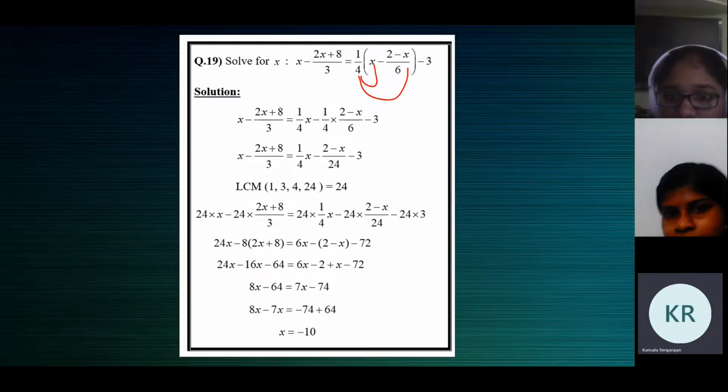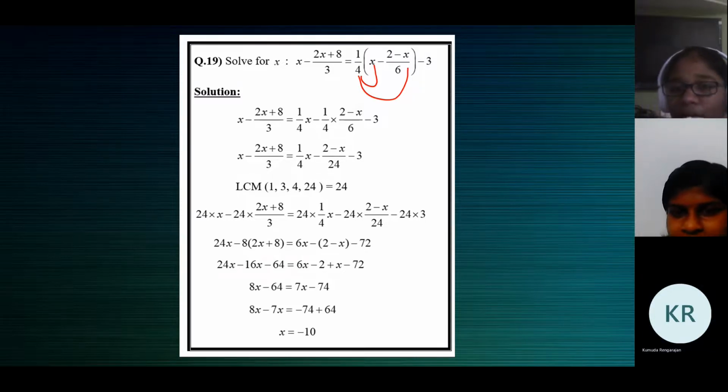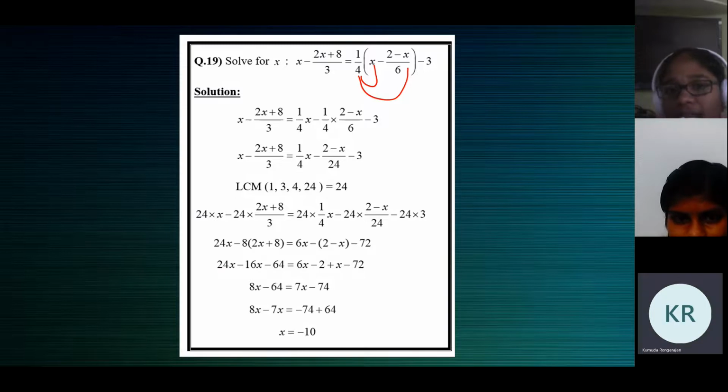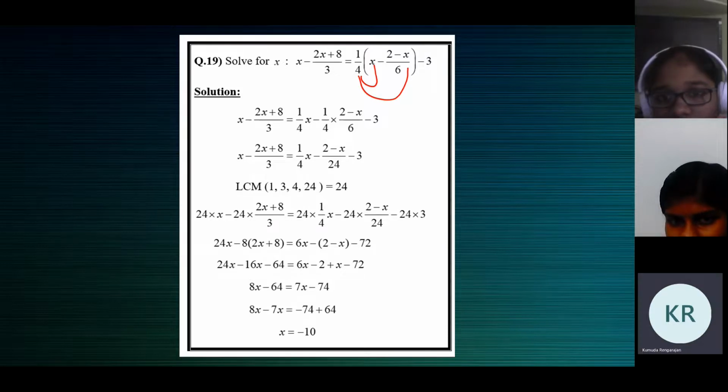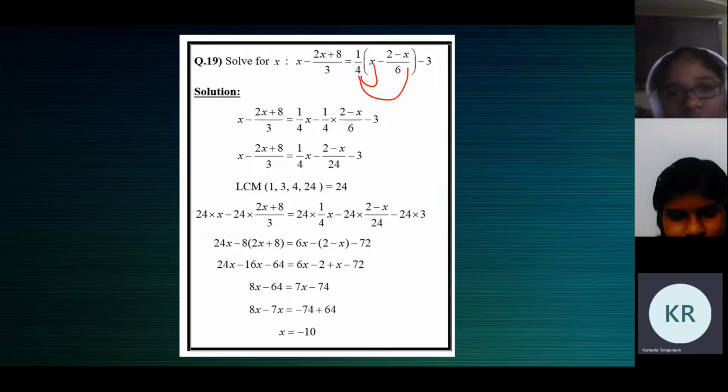Which is the first term in the bracket? x, ma'am. Very good. And what's the second term in the bracket? 2 minus x by 6, ma'am. What is the sign between the two terms? Minus. So we have to remove the bracket, we'll have to multiply 1/4 with x and 1/4 with 2 minus x by 6. Okay? Okay, ma'am. Okay, let's do that.